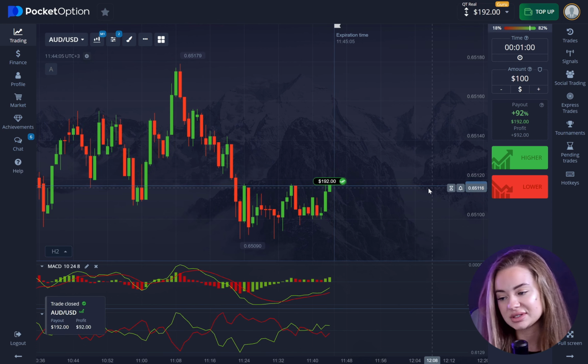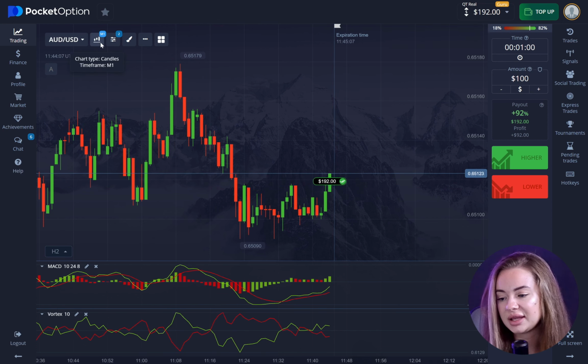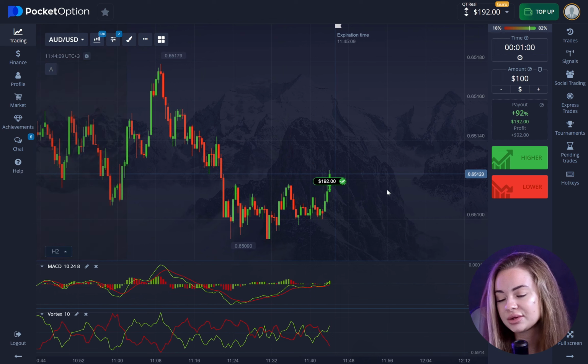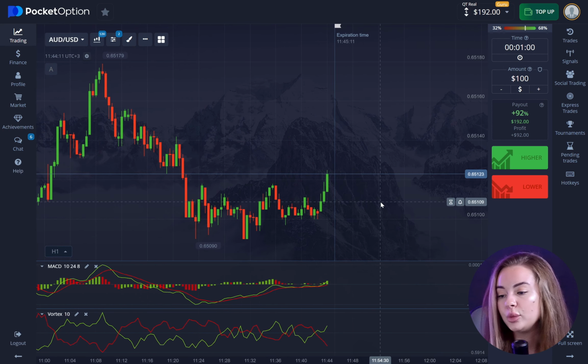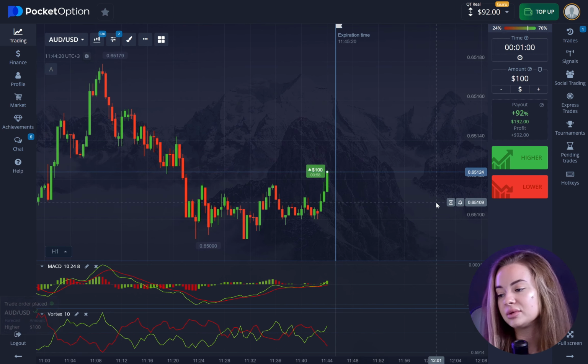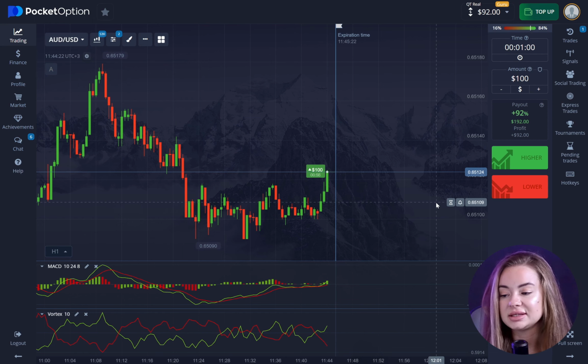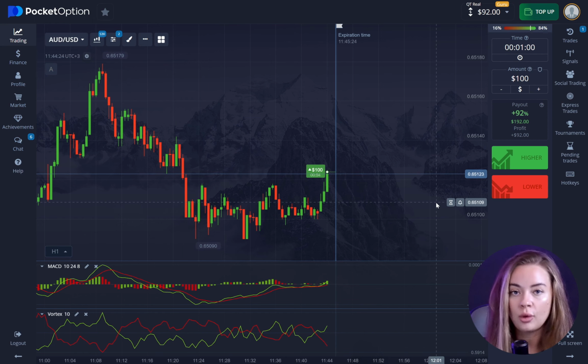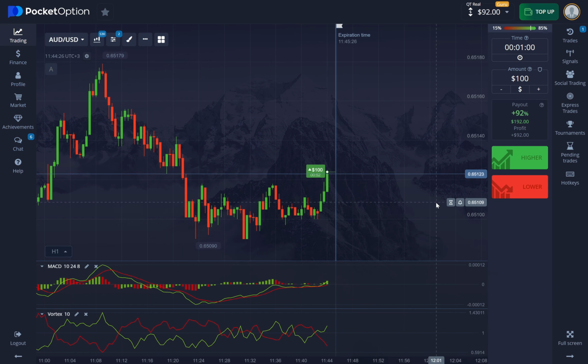The trade was successful. On the MACD indicator we can see a slight increase in the histogram, which means the pressure from buyers is increasing. The Vortex indicator shows a similar picture with the positive line rising, indicating buyer dominance. I open another buy trade.